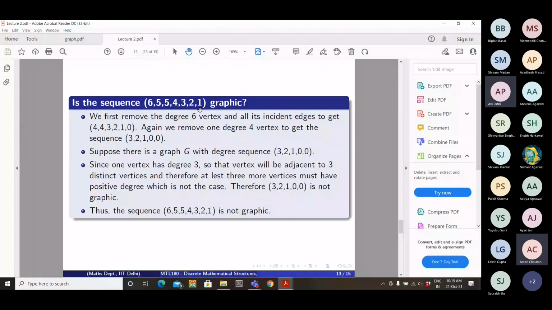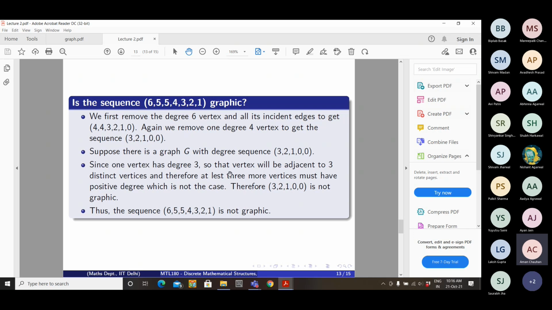Oh, okay. Sorry. Yes. See, once you are given a degree sequence, you first check whether the number of odd degree vertices is even or not. If it is not even, then you simply conclude that this cannot be a degree sequence of some graph. But if there are 4 vertices, it means if there are an even number of odd degree vertices, then this can be a degree sequence of some graph. In that case, you have to apply the Havel-Hakimi theorem. Okay.